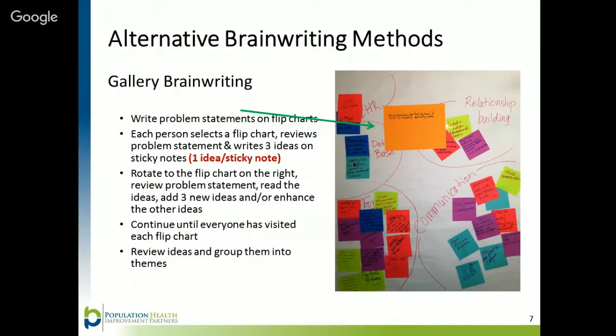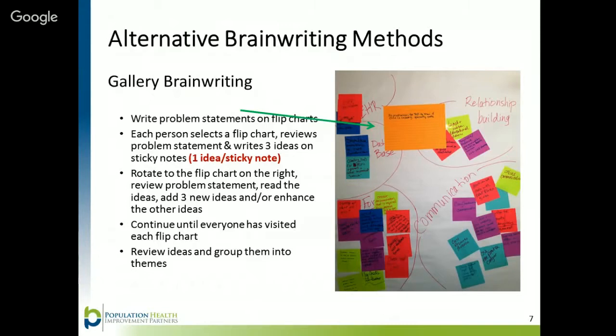Then, each person selects a flip chart, reviews the problem statement, and writes 3 ideas on sticky notes. Remember to do 1 idea per sticky note. Next, each person rotates to the flip chart on the right, reviews the problem statement, reads the ideas, adds 3 new ideas, and/or enhances the other ideas. Continue this process until everyone has visited each flip chart.